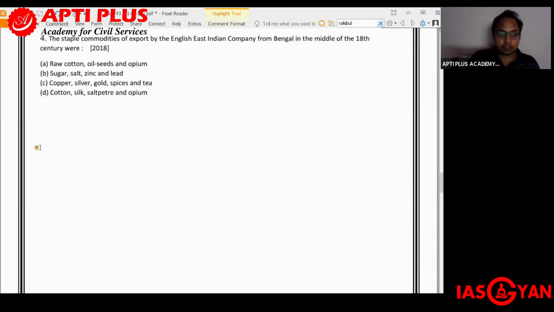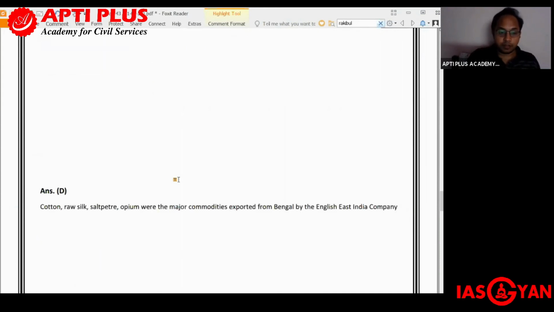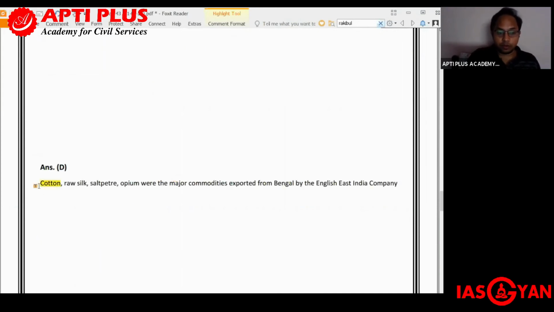Sorry, C is the right answer, that is cotton, silk, saltpetre, and opium. These were the major commodities for export by the English East India Company from Bengal in the middle of the 18th century. So just have a look at cotton, raw silk, saltpetre, and opium. These were the major commodities.